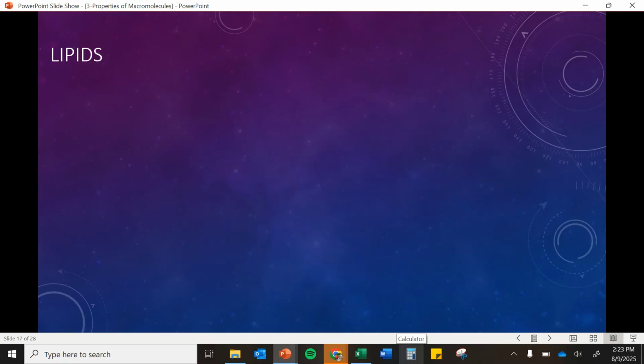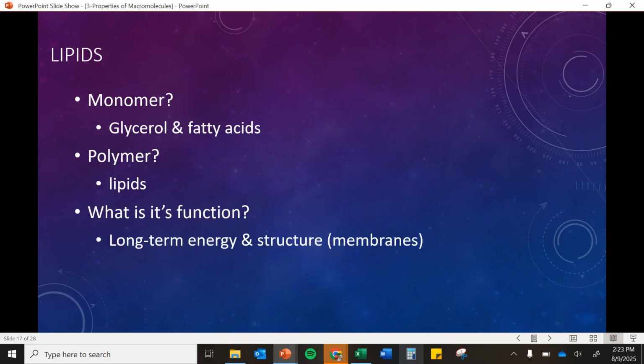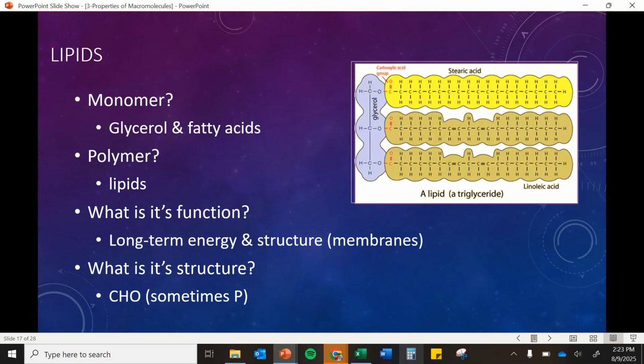Okay, now we're going to move over to lipids and talk a little more about lipids. So remember the monomer for lipid is a glycerol and fatty acids. The polymer, we just call them lipids. The function of lipids is for long-term energy storage, but also structure and in membranes. Its structure is carbon, hydrogen, oxygen, and sometimes phosphorus. So here we have an image showing the glycerol and these fatty acid chains. Notice how many carbons there are and how few oxygens there are.